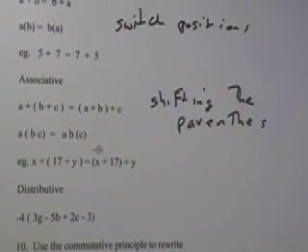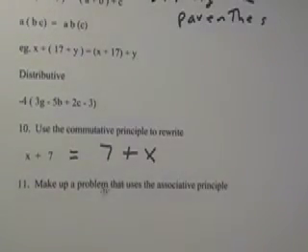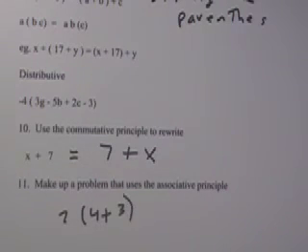All right, so right down here, the kind of question you'll get is like this: make up a problem that uses the associative principle. So how are we going to do that? Somebody want to come up with that? Anybody? Pepper. I got 7 plus parentheses 4 plus 3 equals parentheses 7 plus 4 plus 3.